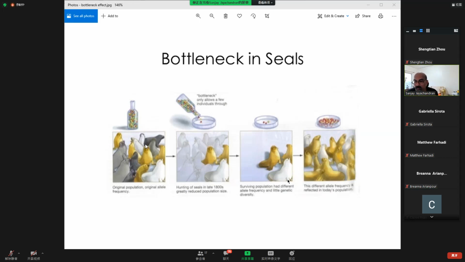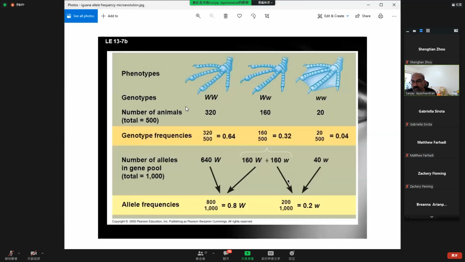Some disaster happens. So what's the disaster here? Seals getting hunted. Okay? It doesn't have to be hunting, it could be a volcano, it could be an earthquake. Some disaster happens where you change the numbers. So if I go back to the original layout here, let's say a volcano or some hunting kills off 90% of these guys. Then this number is going to change dramatically. That's the bottleneck effect. That's a kind of drift. So this law is saying this does not happen.